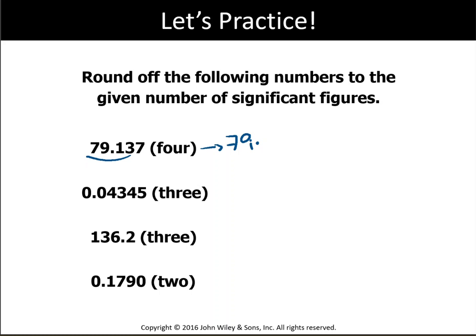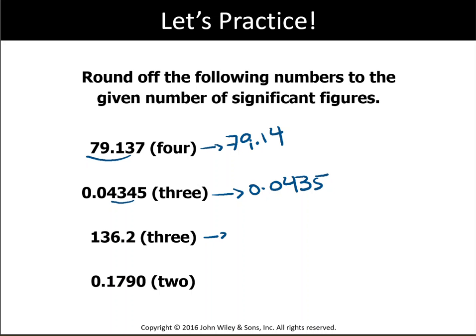So this number rounded to 4 significant figures is going to be 79.14. Now this one, rounding this to 3 significant figures, so I'm going to keep 4, 3, and 4, so 0.43. Now the question is on the 4. The digit that comes right after 4 is 5, and our rule is that 5 and more, we're going to round one digit up. So this is going to be 0.0435.